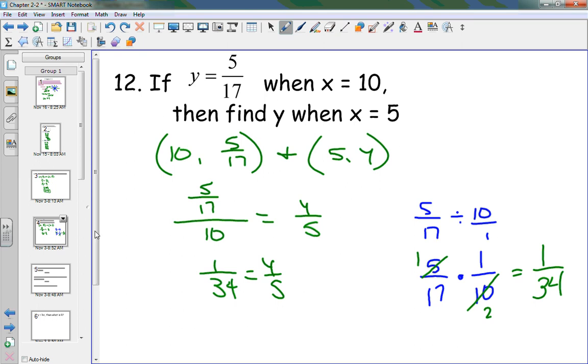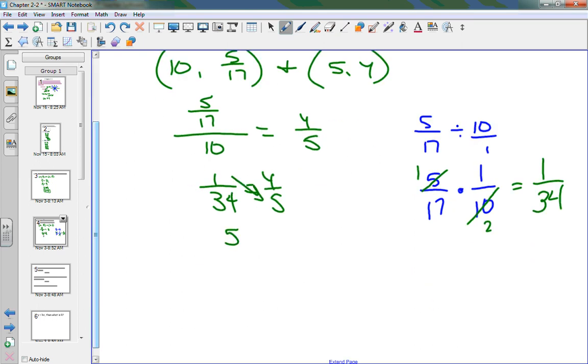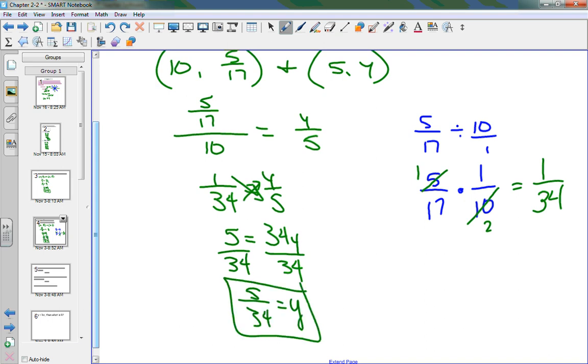Because now what can I do? Cross multiply. That's a good one. So 5 is equal to 34 times y. Now how do I solve for y? Divide by 34. And I get 5 over 34 is equal to y. And this is one of your homework problems. Isn't that nice of me to do that one for you? Was this as hard as what you thought it was?